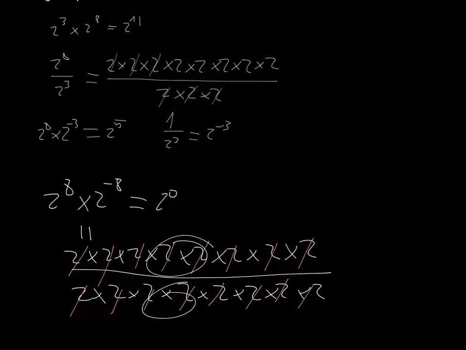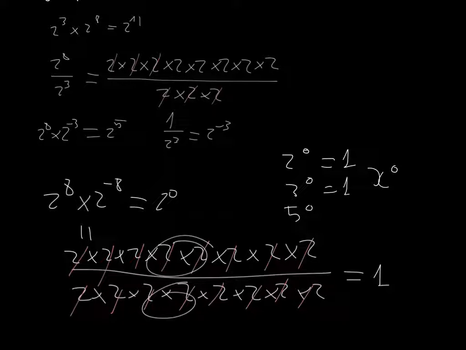2 over 2 is 1. How many pieces of size 2 can I make in 2? Well, 1. 3 over 3 is 1. 5 over 5 is 1, and so on. So 2 to the 8 over 2 to the 8 is 1. So this is equal to 1. Which means that if this equals this and equals 1, then this has to equal 1. And this will work for any number, not just 2. Any number, 2 to the 0, 3 to the 0, 5 to the 0, x to the 0, whatever you want to the 0 is just equal to 1.